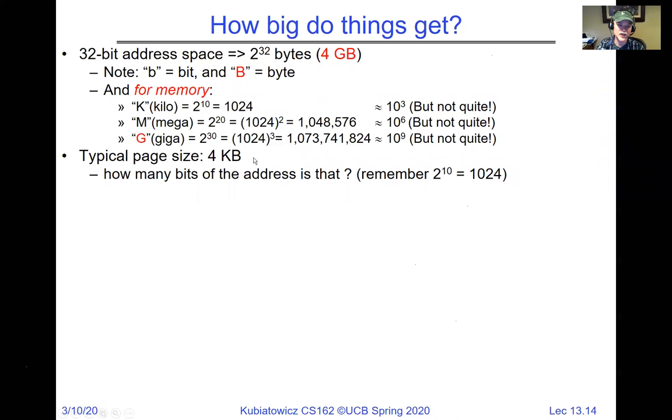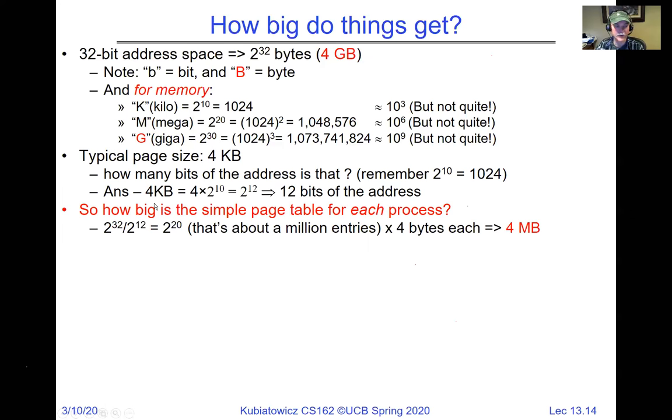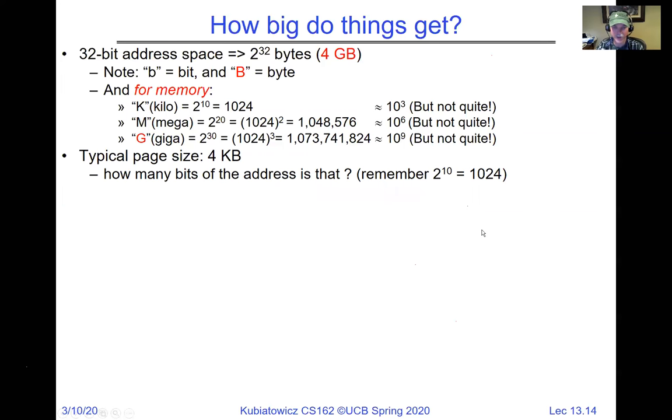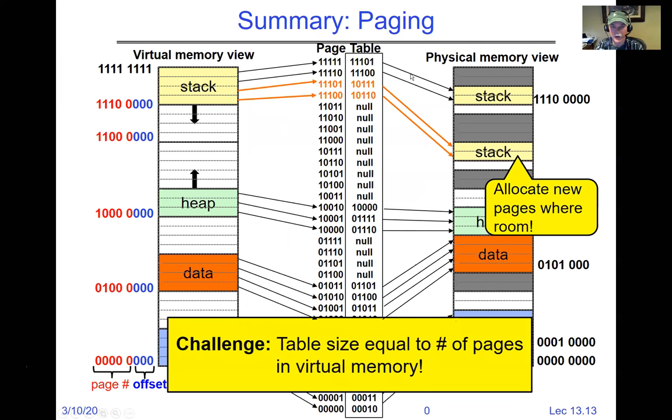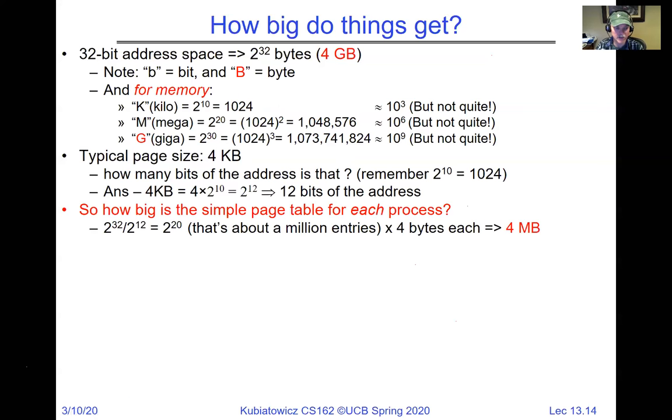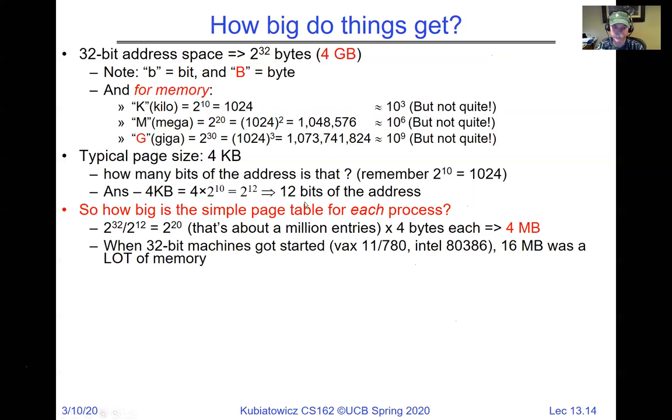So a typical page size is 4 kilobytes. How big is it? Well, 1 kilobyte is 2 to the 10th, that's a number you all should know. So 4 kilobytes is 2 to the 12th, which is 12 bits. So if a page is 4 kilobytes, our offset is 12 bits. So how big is a page table? Look back here. How big is this guy? Well, we split off 12 bits. What's left in 32 bits is 20, which is about a million. And each one of those entries is about 4 bytes.